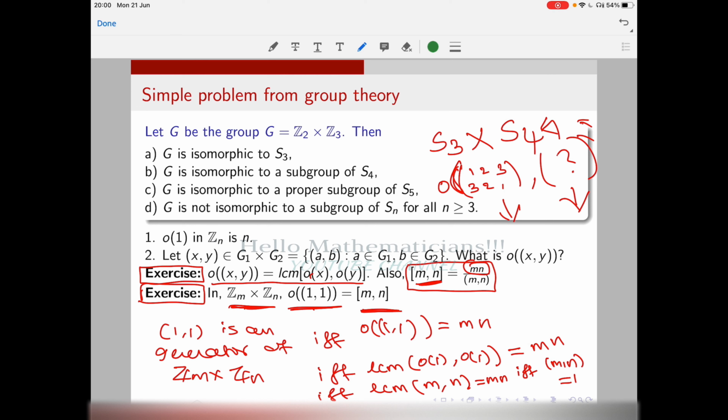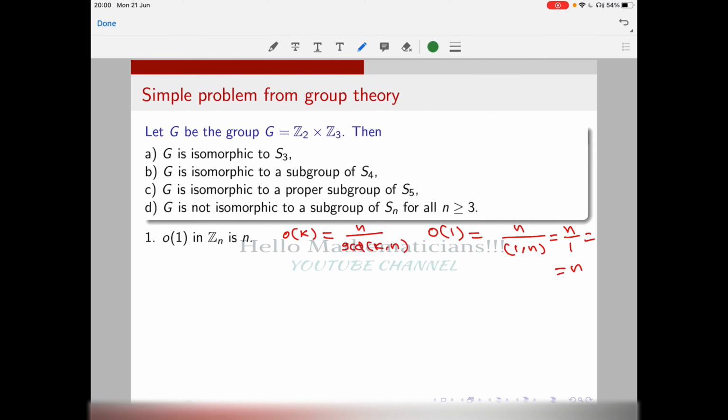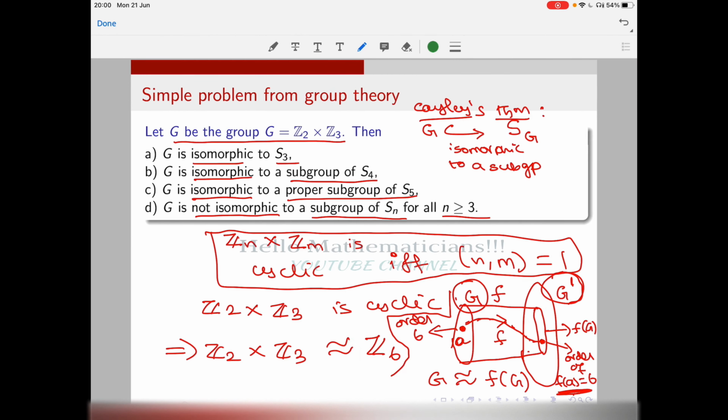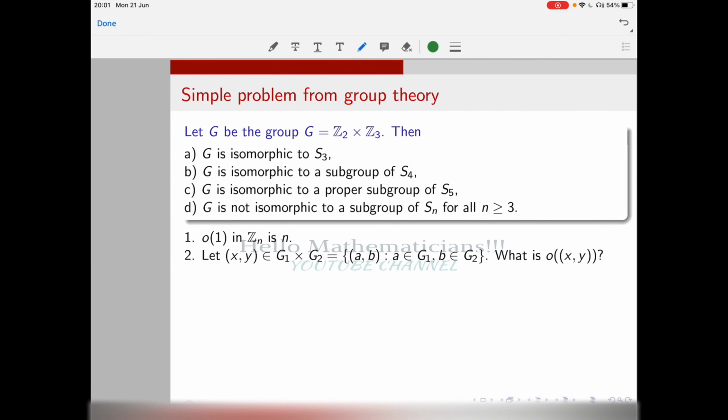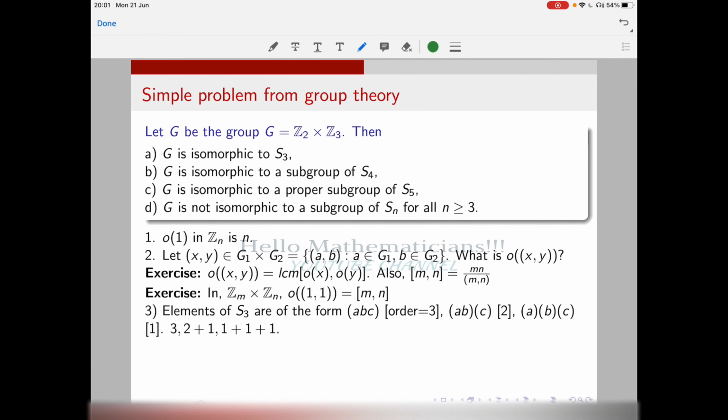Okay, let's see why this is required for our problem. As I said, here we saw that our given G has an element of order 6. To embed G inside another group G prime, that G prime should have an element of order 6. So we are going to check which of these groups has an element of order 6. That is the idea. For that only we were doing all this work.